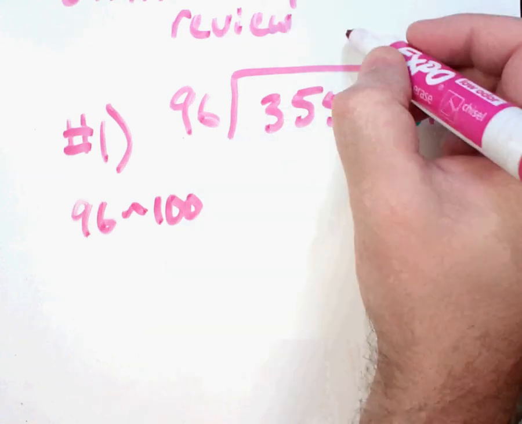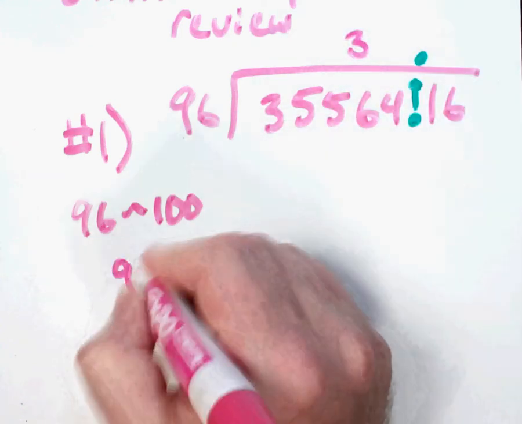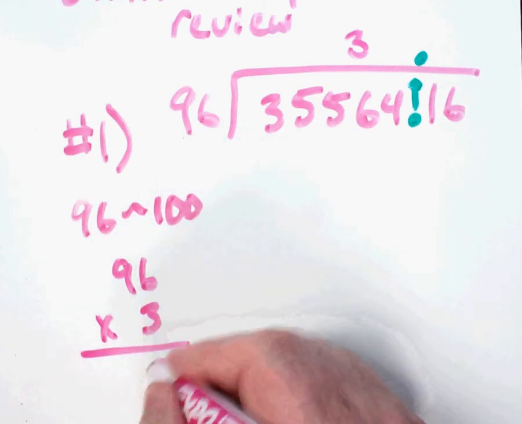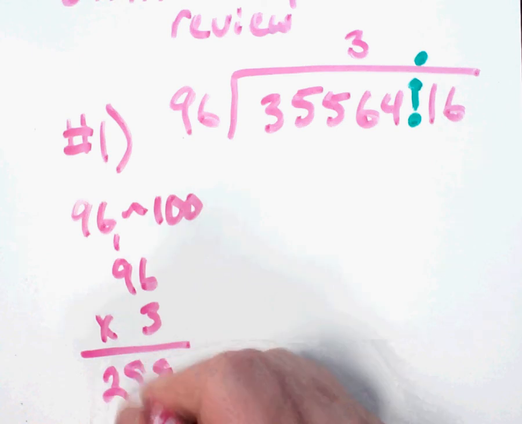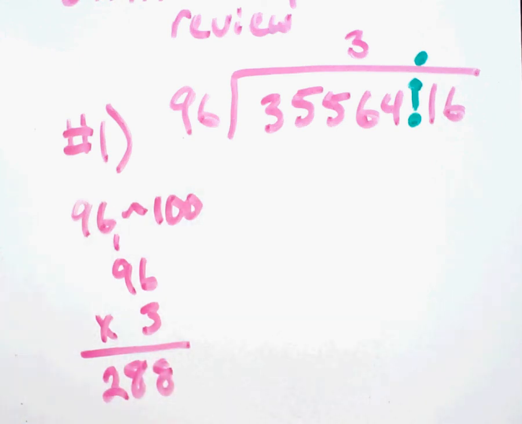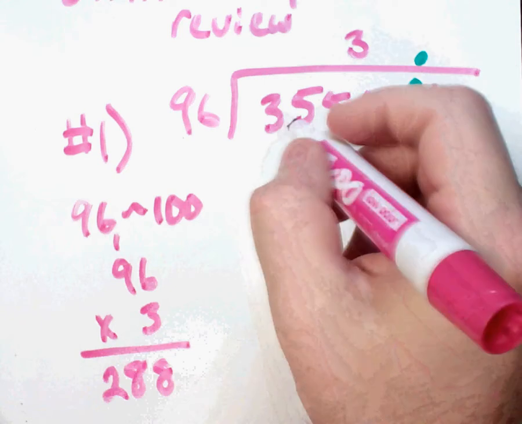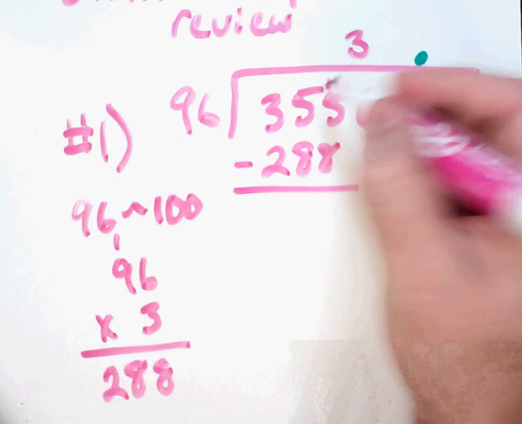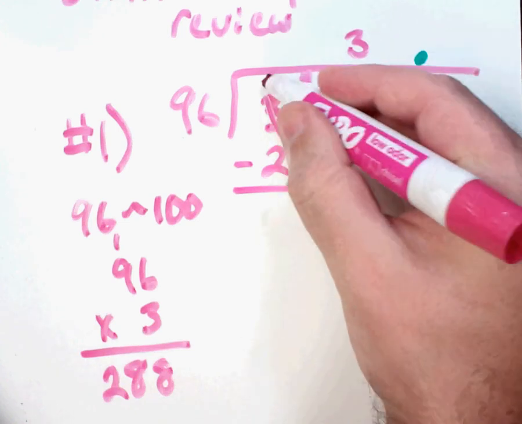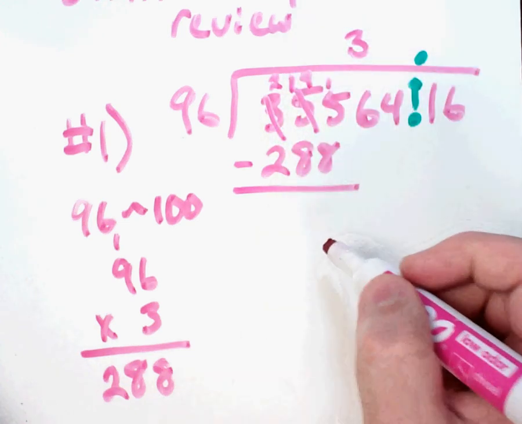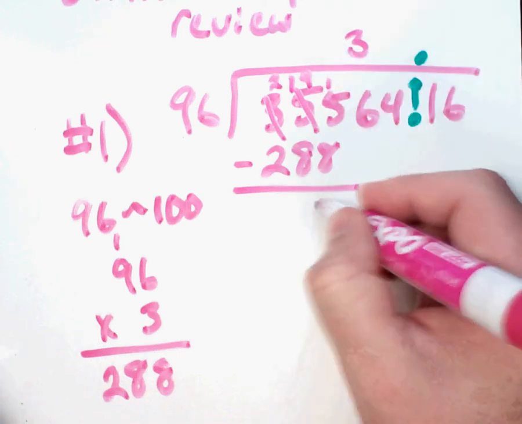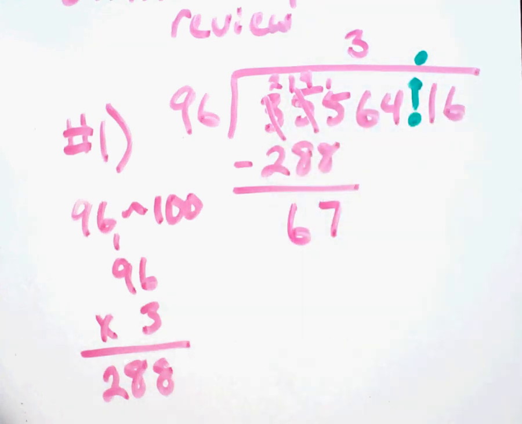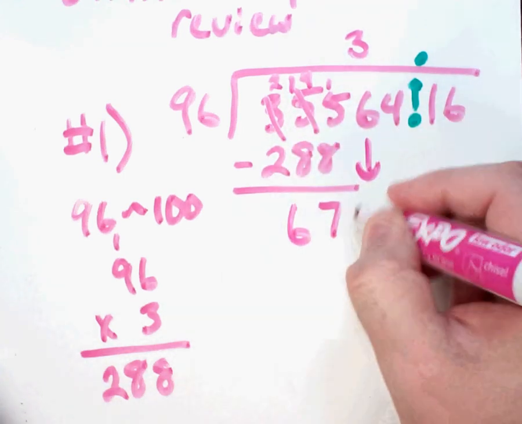I know it's going to go in 3 times, so then I've got to do my 96 times 3 over here off to the side. And I'm going to get 288. Do my subtraction. I have to regroup. 15 minus 8 gives me 7. 14 minus 8 gives me 6. And 2 minus 2 gives me nothing. I'm going to pull down my 6 next.